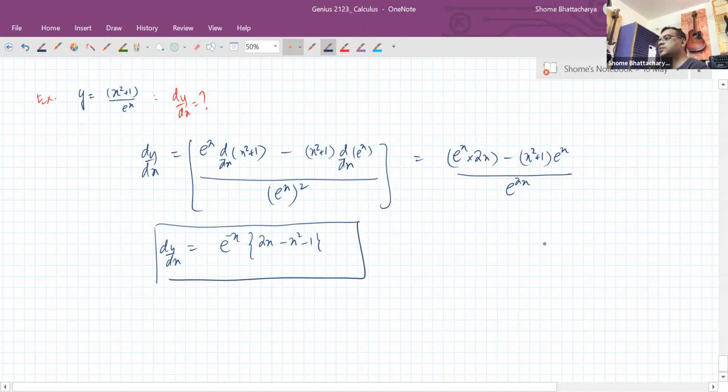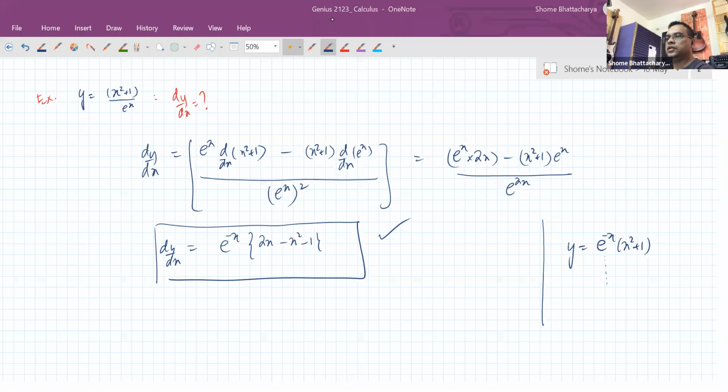Now later we'll see there's another method of doing this particular question. We could have also expressed it as e raised power minus x into x square plus 1 and then just applied product rule. But when we apply product rule to differentiate e raised power minus x, we'll have to apply something called chain rule. That is why I avoided this method and we just went with the quotient rule method. Yes, so Vedant, Abhinav, Aryan, Dhruv, all of you got this correct. Nishchay.